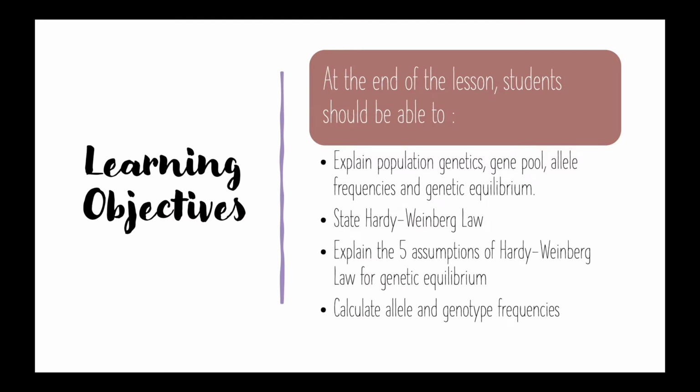At the end of the lesson, students should be able to explain population genetics, gene pool, allele frequencies, and genetic equilibrium. Students should also be able to state Hardy-Weinberg law, explain the 5 assumptions of Hardy-Weinberg law for genetic equilibrium, and calculate allele and genotype frequencies.